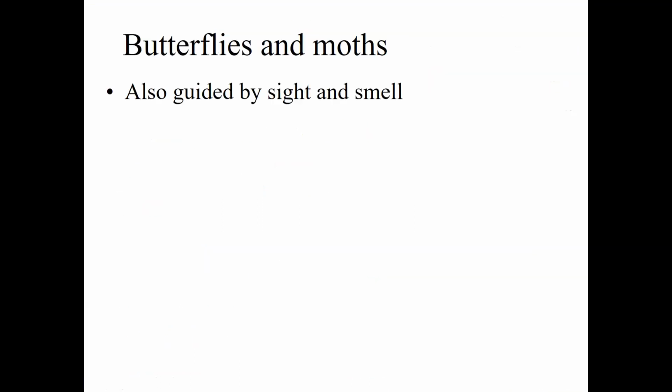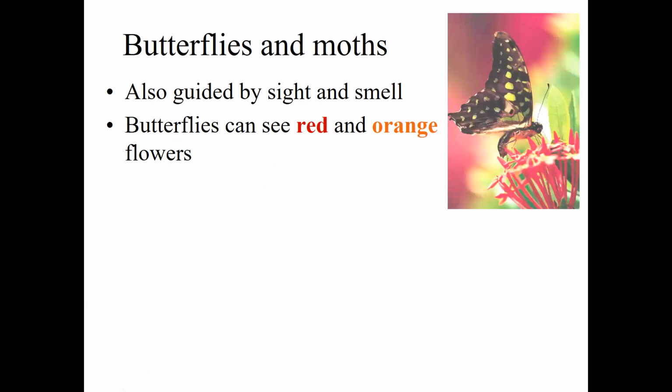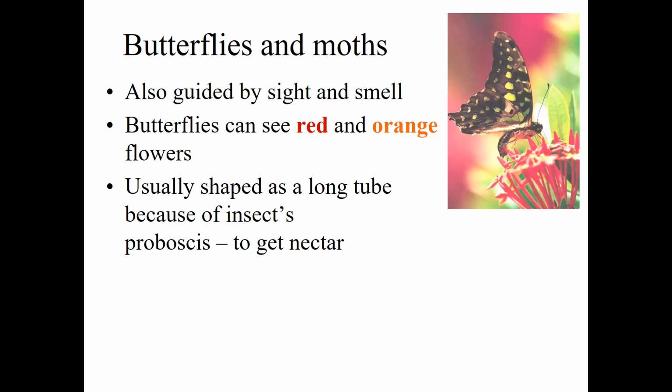So butterflies and moths are also guided by sight and smell. Butterflies can see red and orange flowers. Here you can see. So if you see butterflies, mostly they love red and orange flowers, usually shaped as a long tube because of insects' proboscis. In case of butterfly visiting flowers, you can find the flowers have the long tube.